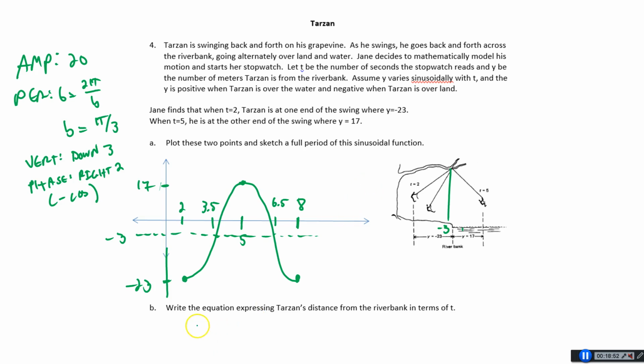Okay, so what do we have here? We have negative cosine, so we have negative 20 cosine because of our amplitude, and our b value, pi over 3, times x minus 2, and then minus 3. There we go. Cool.